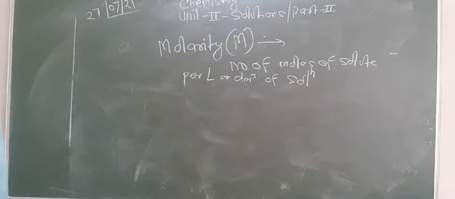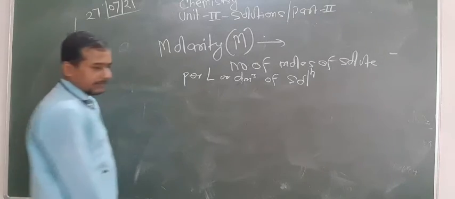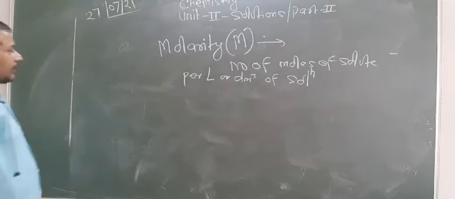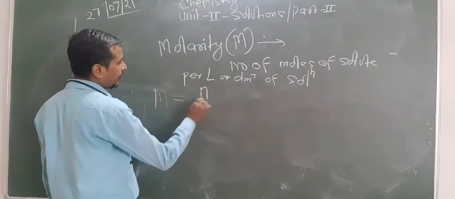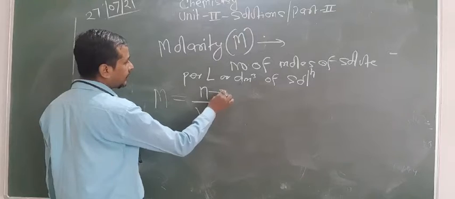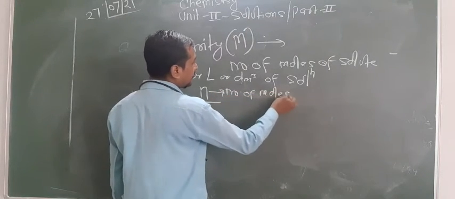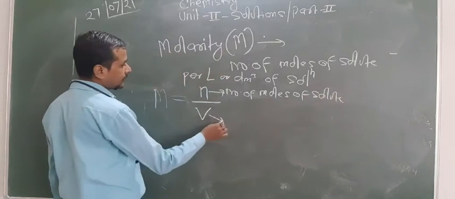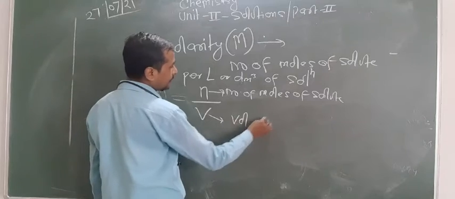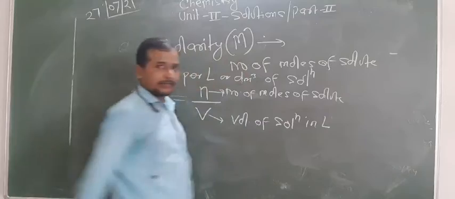Are you getting this point or not? That may be defined as number of moles of solute per liter or per decimeter cube of solution. Now in formula how can we write this? Molarity equal to n divided by V. Here n is number of moles of solute, and V is volume of solution in liter.